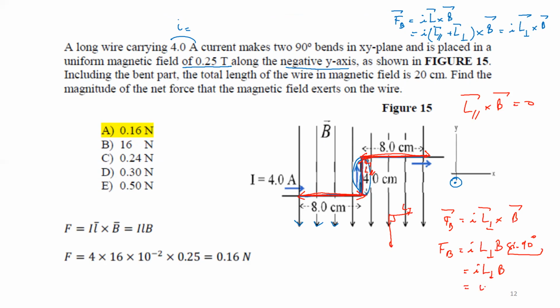So I is 4 amp. What's L? L is the total perpendicular length, so 8 plus 8, so 16 centimeters. You put it in meters, 0.16 meters, times B, and B is 0.25, of course. We already discussed this in class. So this is the net force. Next.